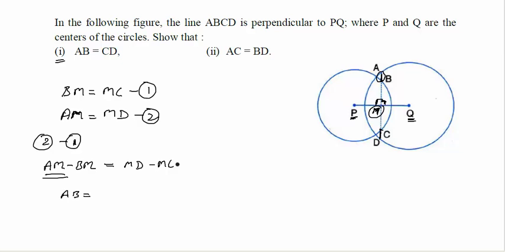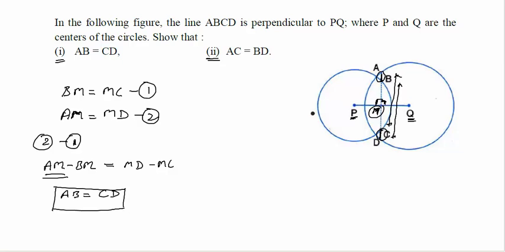Now look at MD. MD is this complete length. If you subtract MC from this, you will be left with this small length, which is CD. This proves that AB is equal to CD. What is the second part? The second part is we have to show AC, A to C, is equal to B to D.